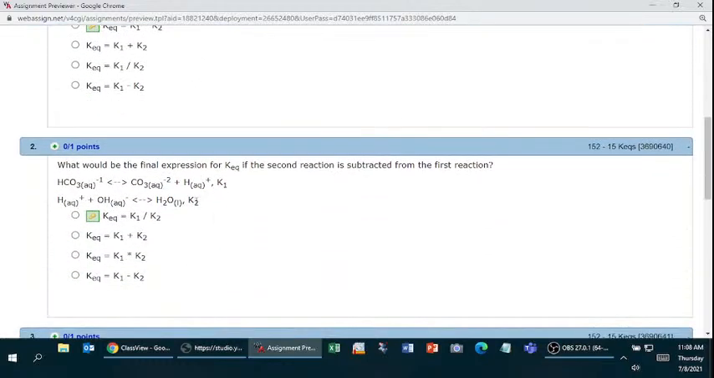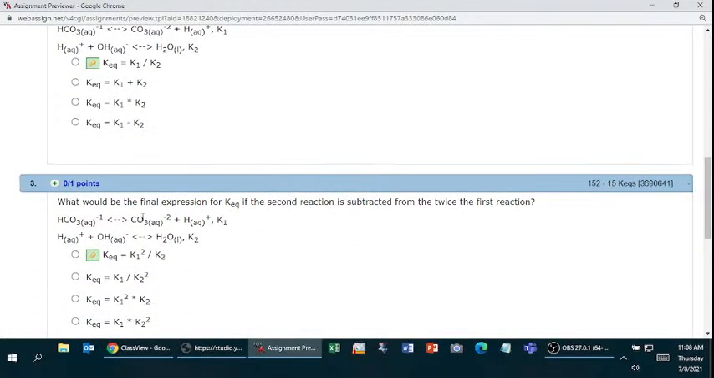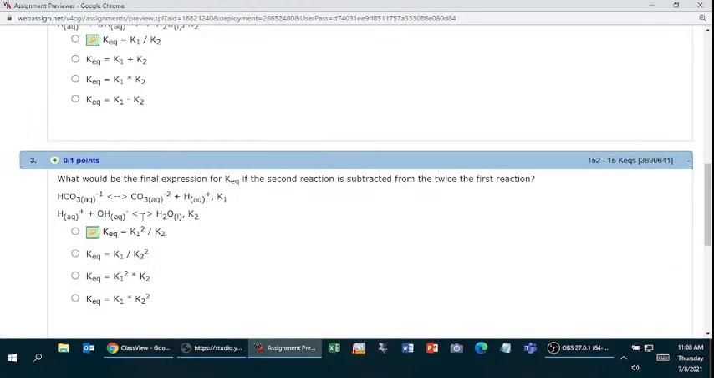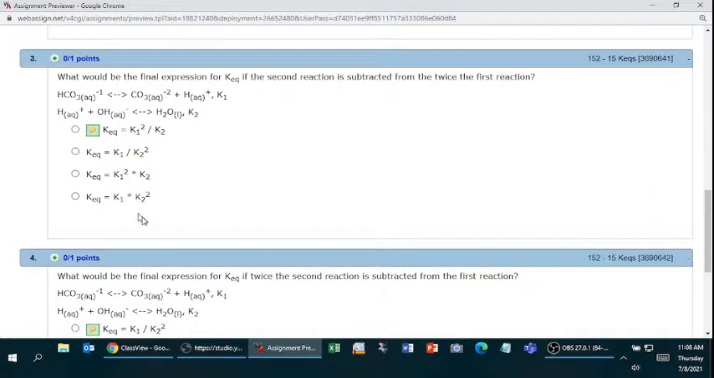For the second one, what would be the expression of Kq if the second reaction is subtracted from the first reaction? Well, the first reaction, K1, we're going to subtract the second reaction, K2, so it's K1 divided by K2. So it's K1 times K2 to the negative 1 power, which is just K1 over K2. It's supposed to randomize these answers. I don't know why it's showing them all as the first answers.